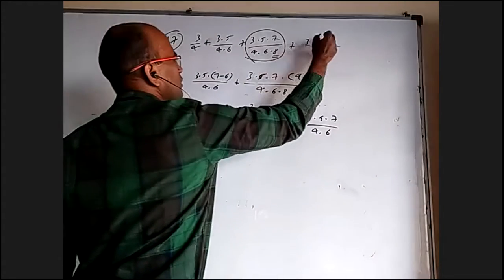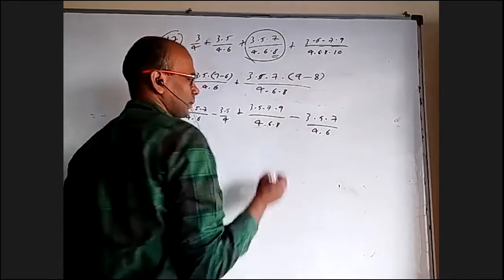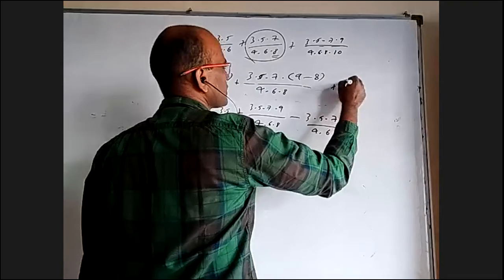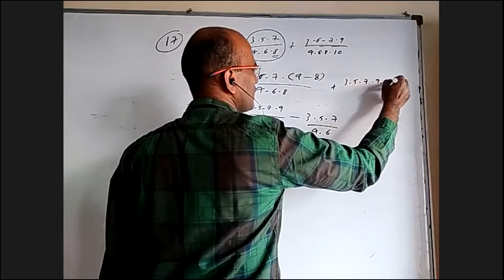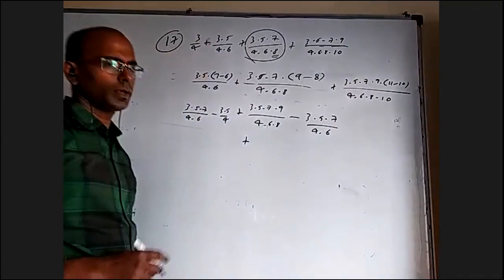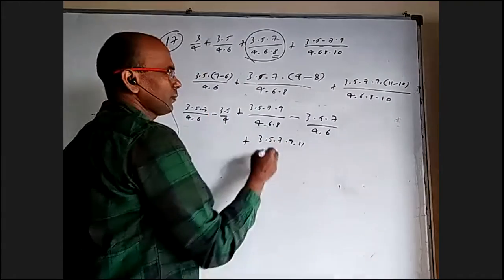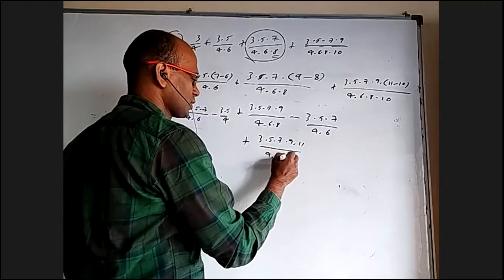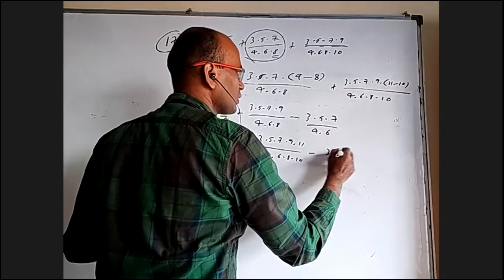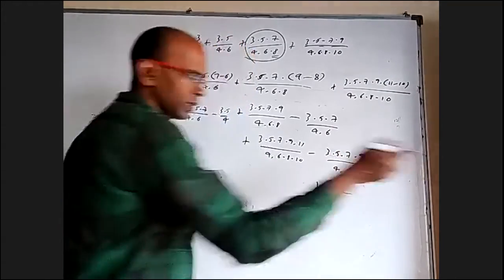Let us take 3 into 5 into 7 into 9 by 4 into 6 into 8 into 10. What is that going to come? I'm going to write that as 3 into 5 into 7 into 9 into 11 minus 10 by 4 into 6 into 8 into 10. Now when I split, it's going to come 3 into 5 into 7 into 9 into 11 by 4 into 6 into 8 into 10 minus 10 will cancel 3 into 5 into 7 into 9 by only 4 into 6 into 8. So on till the last.